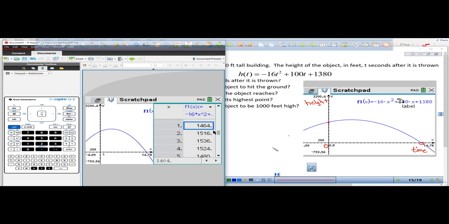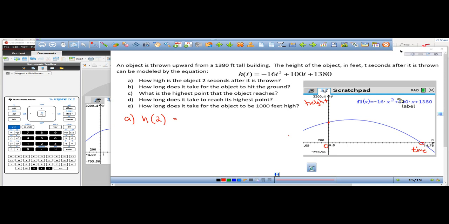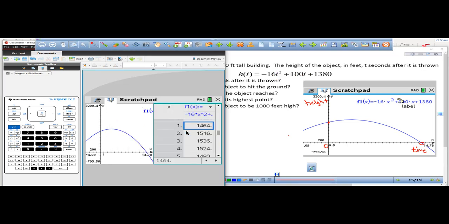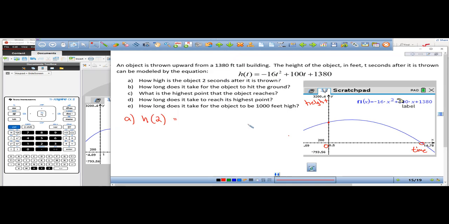So this is a real fast way with the calculator to find the answer, instead of plugging in the 2 here and here and working it all out, which takes more time. Okay, so the height after 2 seconds is 1,516 feet. Right, so that's the answer to part A right there.